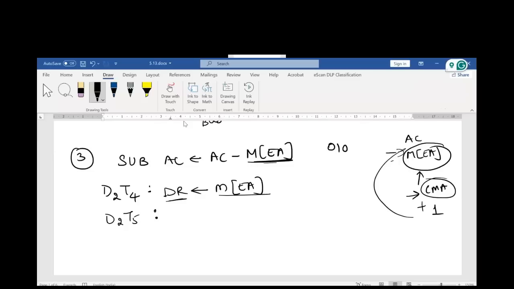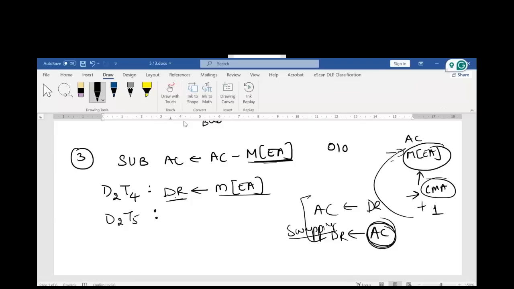So what we'll do is, we'll bring the content of DR to AC. But when I bring this DR to AC, what would happen? My previous value of AC will be lost. So instead of bringing DR to AC only, we will also transfer the content of AC to DR. That is, we will be swapping the content of AC and DR so that we can preserve the value of AC. So how will we do that?